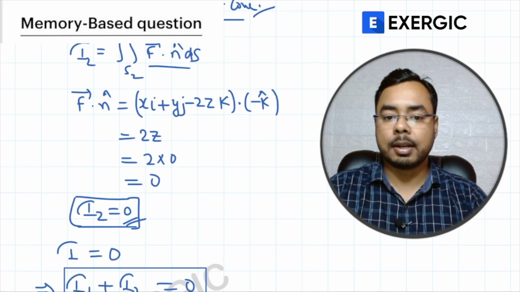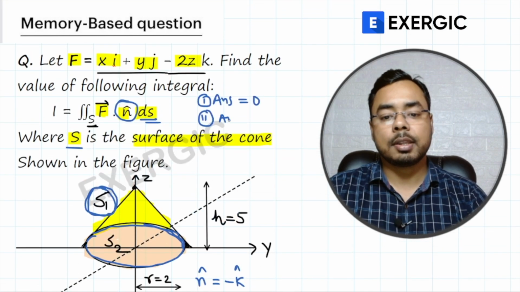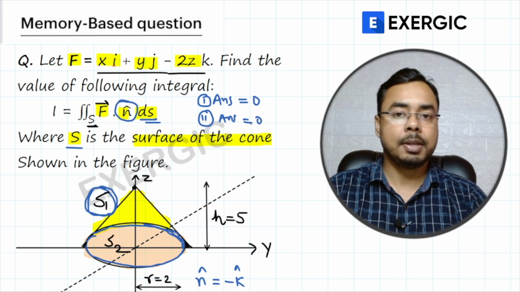So for this problem, in both cases, whether it was the total surface of the cone or the curved surface of the cone, the answer will be 0. But this is true only for this particular problem.